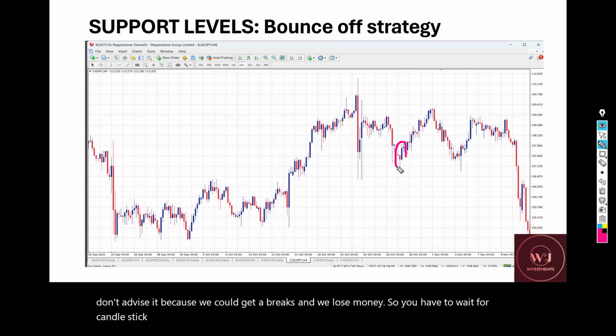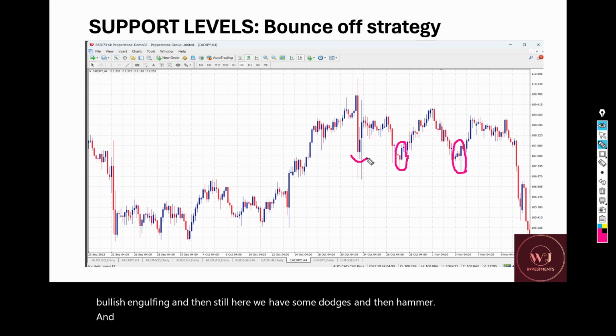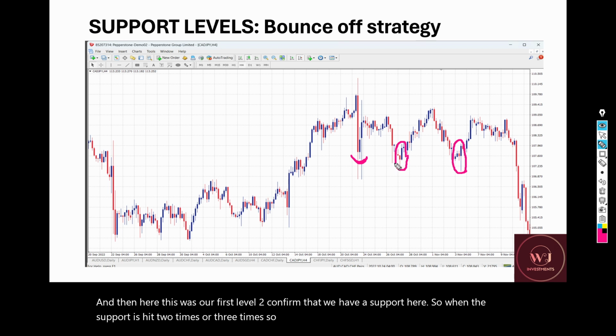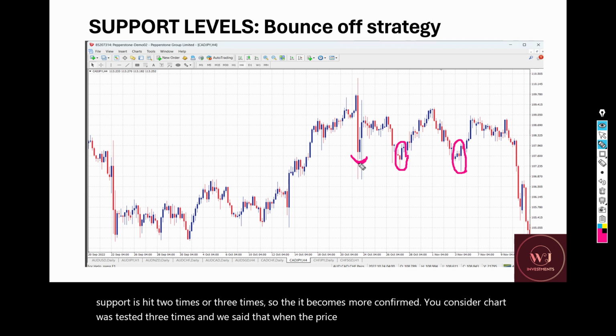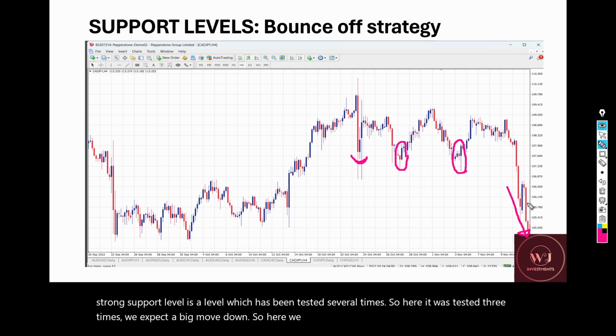For example, you can see here that we have a hammer followed by a bullish engulfing, and then still here we have some dojis and then a hammer, and this was our first level to confirm that we have a support here. So when the support is hit 2 times or 3 times, it becomes more confirmed. You can see that here it was tested 3 times, and we said that a strong support level is a level which has been tested several times. So here it was tested 3 times. We expect a big wave down. So here we could make a short entry because the price broke through this support level.